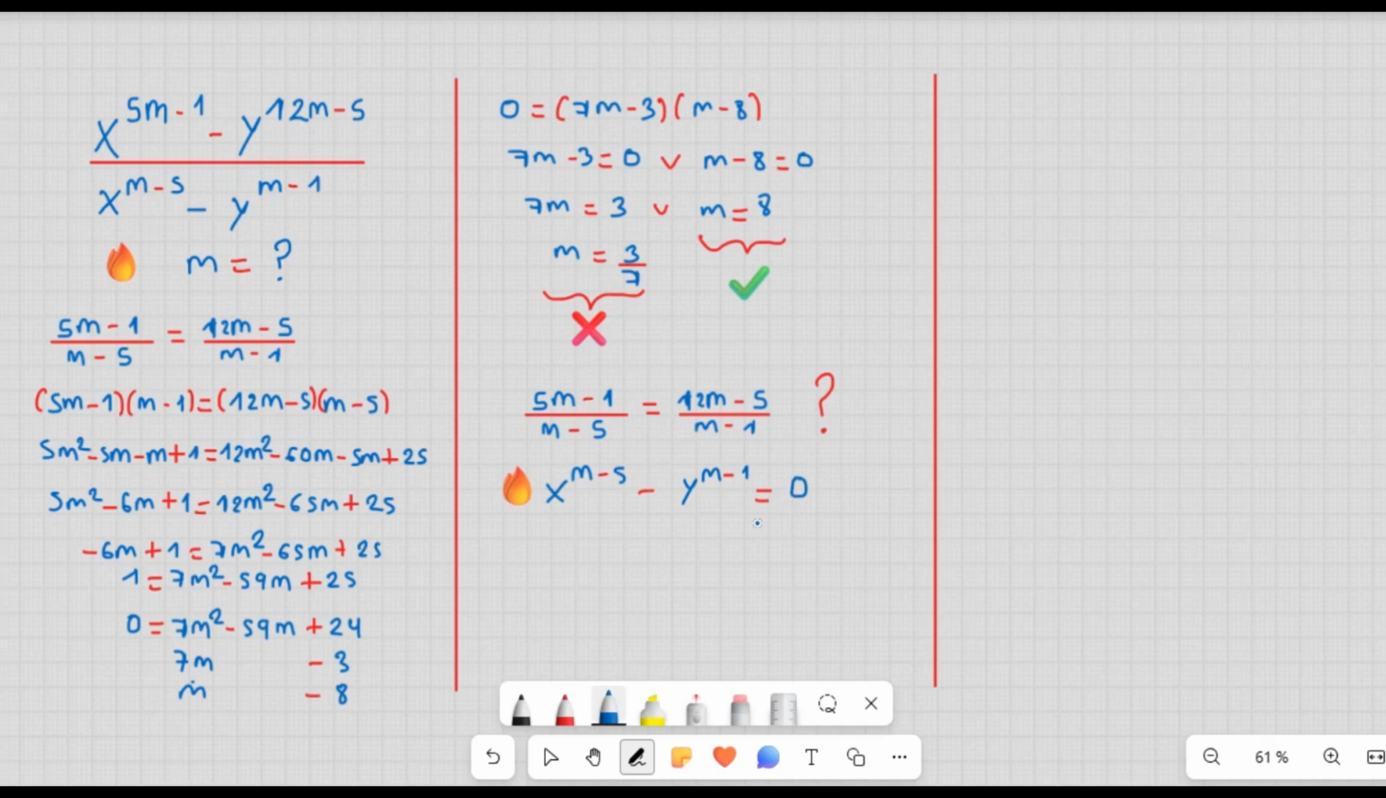We take the first term of the dividend and cleverly rewrite it, isolating the base x to the m minus 5. We do the same algebraic trick with the second term of the dividend, expressing it with the base y to the m minus 1. Since we already proved that both bases are equivalent, we can freely substitute the base of x with the base of y.